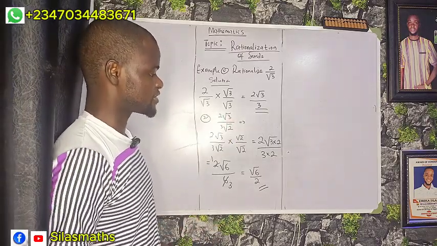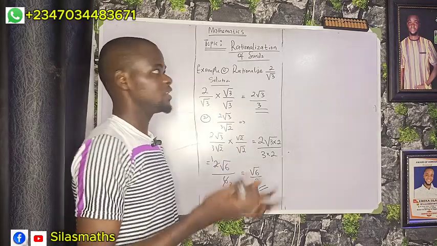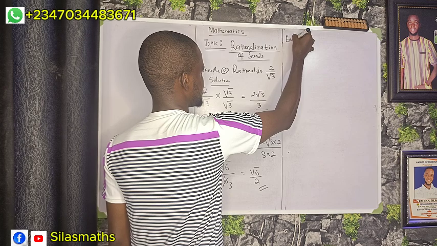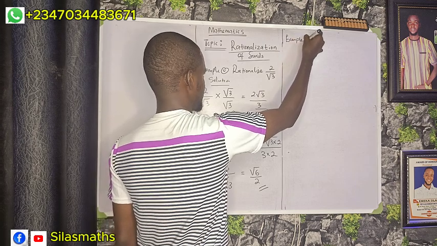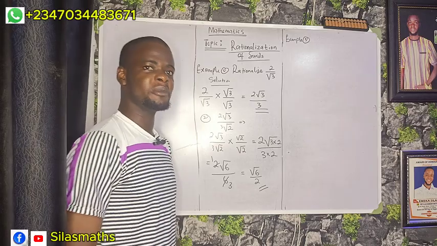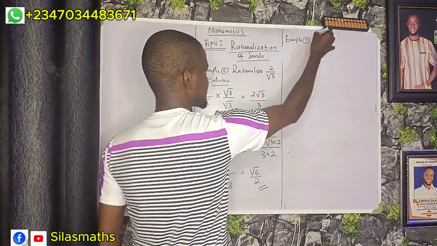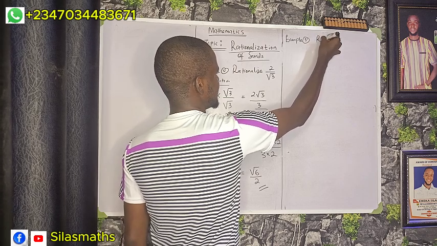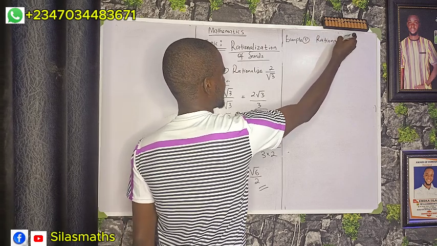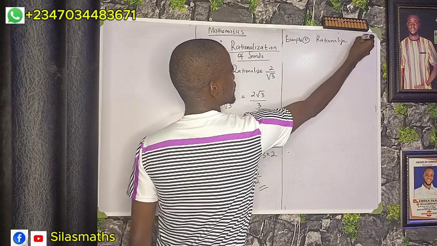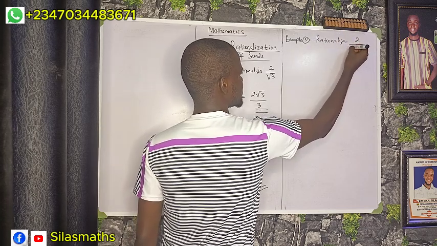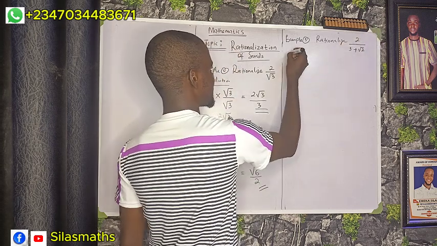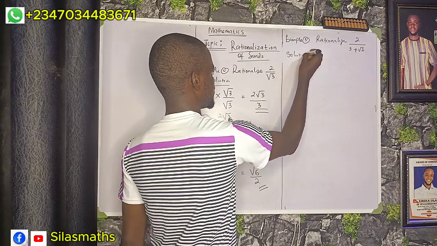So let's talk about rationalization involving surds like this. Example 3. But anyway, before I talk about it, let's say example 3, I have something like this. Rationalize 2 divided by 3 plus root 2. How do I rationalize this kind of surd?